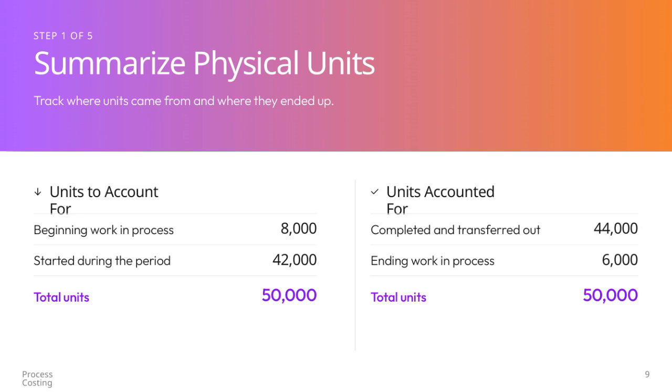Now, on the other side, we see how these units are distributed. Out of the 50,000, 44,000 units have been completed and transferred out, while 6,000 units remain in the ending work in process. This step is crucial because it helps us clearly understand where all the units came from and where they ended up, setting a solid foundation for the rest of the process costing steps.